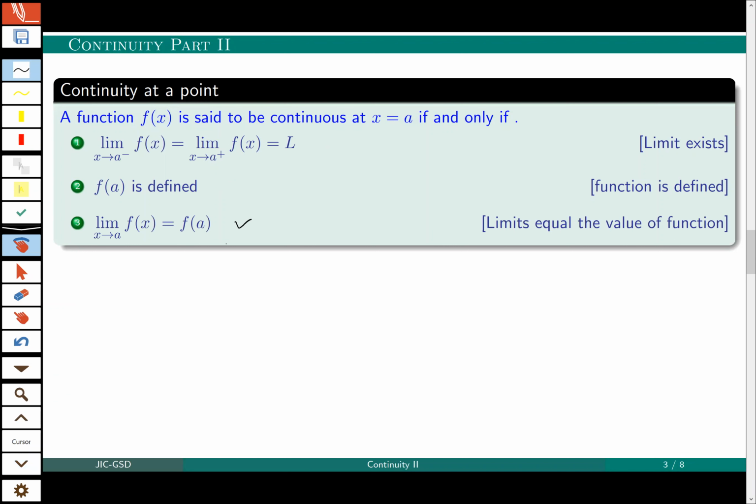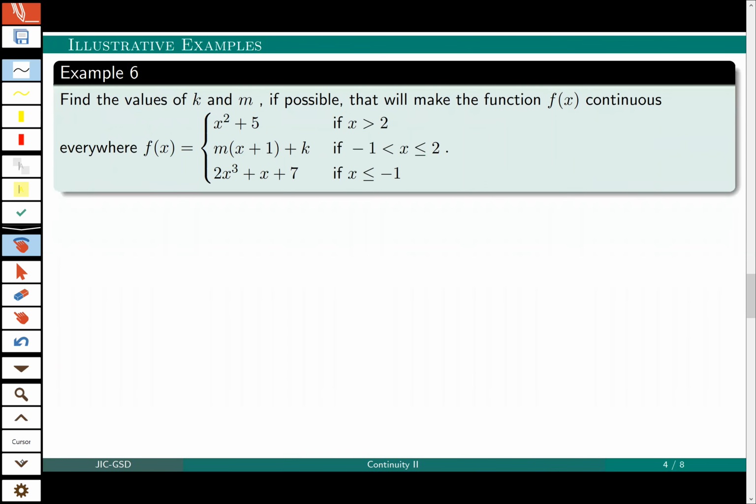And as we said, we can summarize it: f of x is continuous at x equal to a if and only if the limit when x goes to a from left equals f at a, which equals the limit when x goes to a from right. When we satisfy either condition, that will be fine.